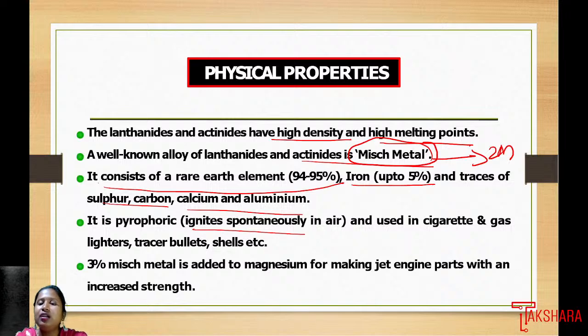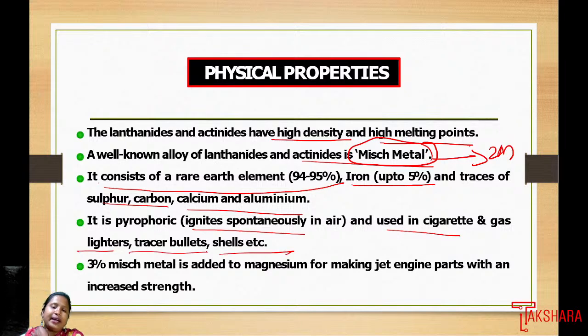For example, it is used in cigarette lighters, gas lighters, tracer bullets, shells, etc. These actinide and lanthanide metals, when we crush them in the presence of air, will catch fire immediately, so we call it pyrophoric.